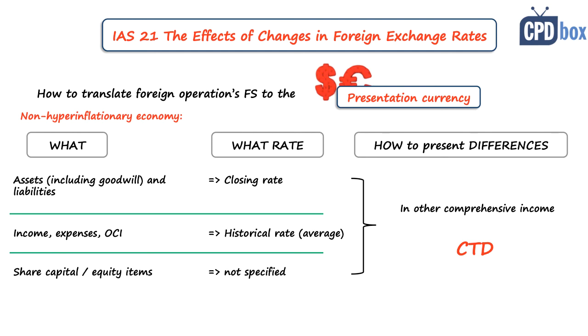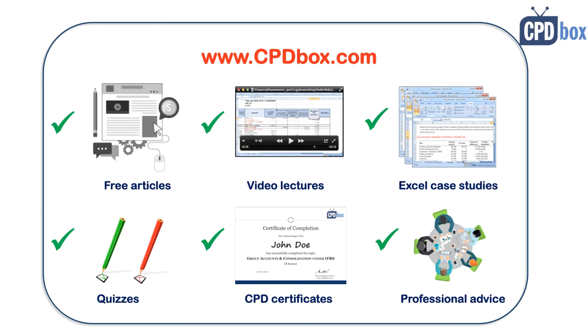Now, when there is a currency of a hyperinflationary economy involved, the entity should firstly restate its financial statements in line with IAS 29, financial reporting in hyperinflationary economies, and only then apply the same procedures as described here. So that was a very short summary of IAS 21.